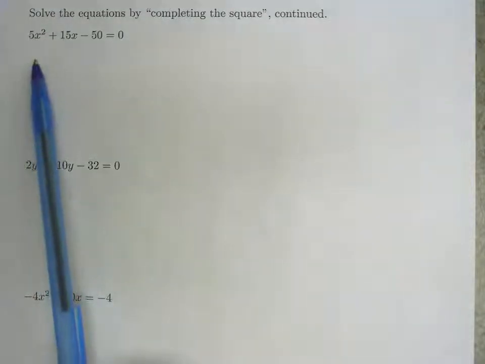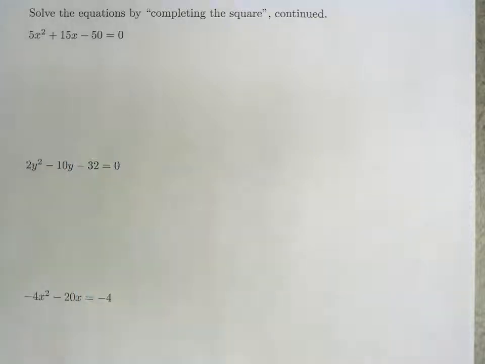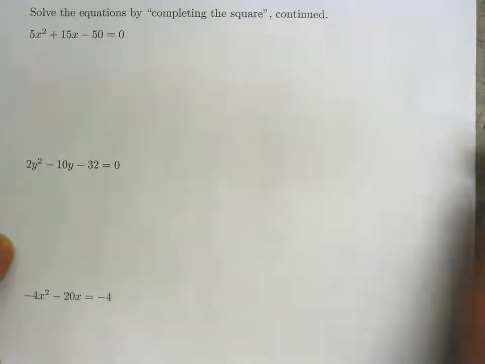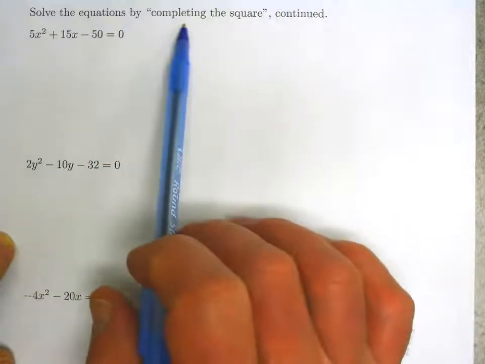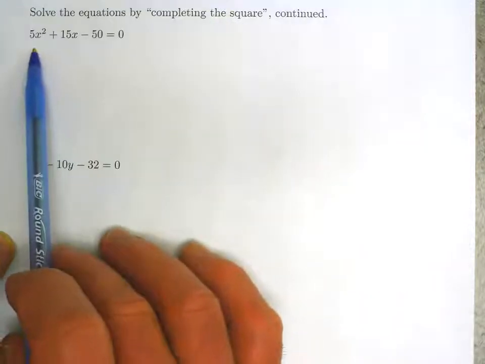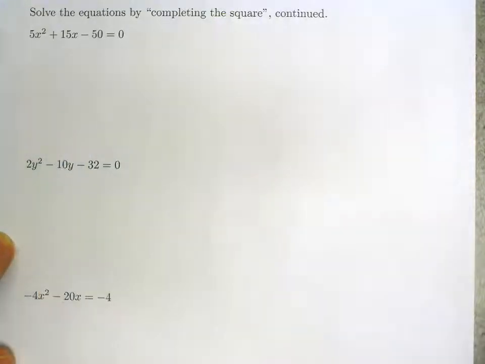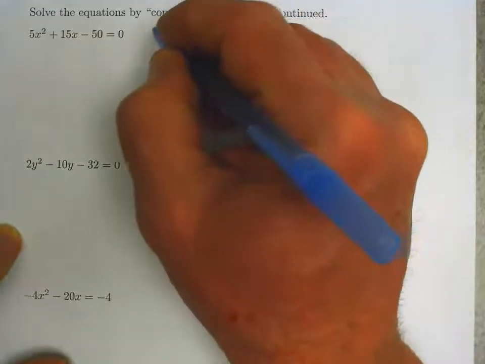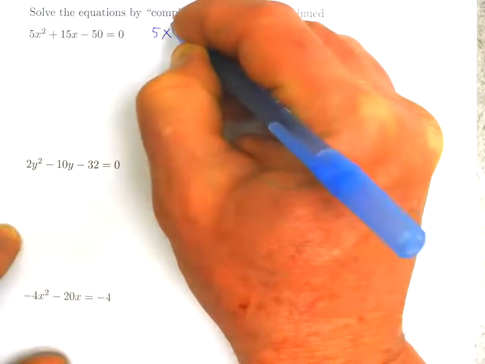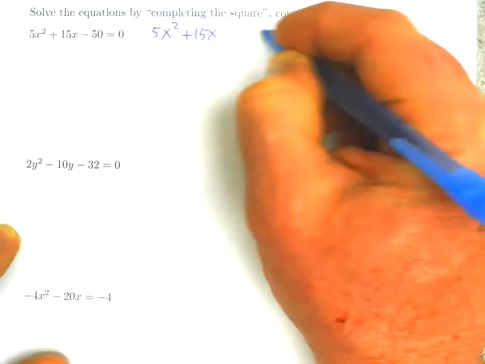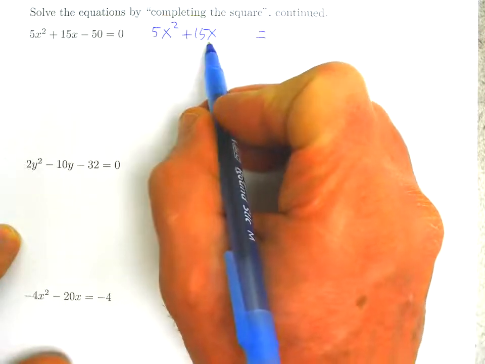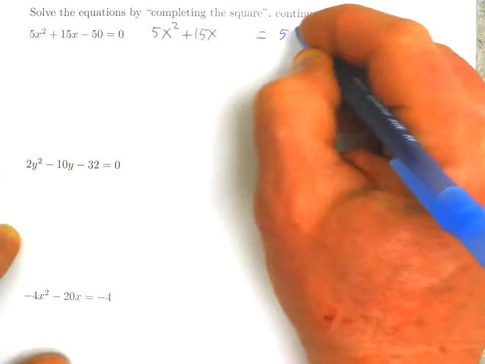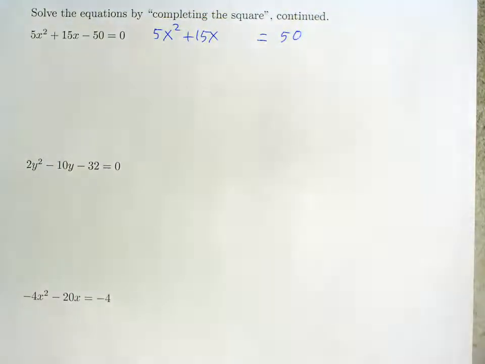So solve 5x to the second plus 15x minus 50 equals 0. So first we'll add 50 to both sides, because when we're solving by completing the square, we want the x squared term and the x term on one side of the equation and the constant on the opposite side. So step one is add 50 to both sides. Just out of habit, I put a space between the x term and the equal sign. Okay, the next step.